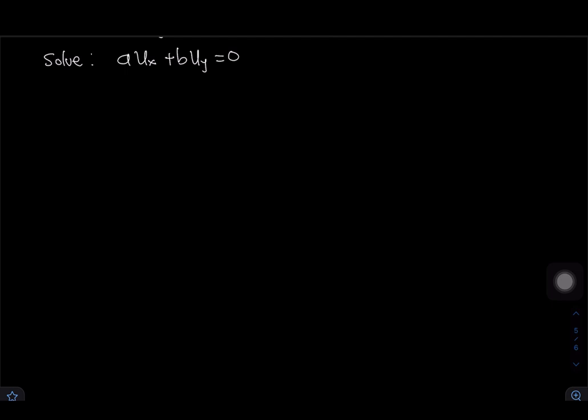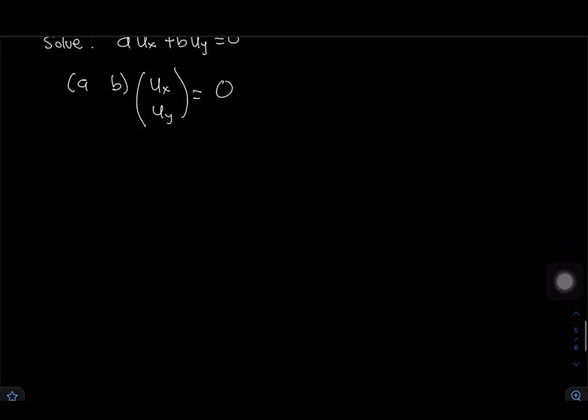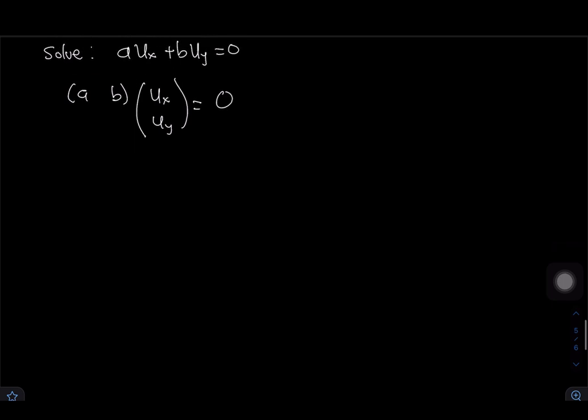So this partial differential equation I have here, I can write it as (a, b) dot (u_x, u_y) equals 0. So I can write it as an inner product. Is it really an inner product? Yeah, kind of. Then what I'm going to do is call (a, b) a vector v. So I'm going to let v be (a, b).